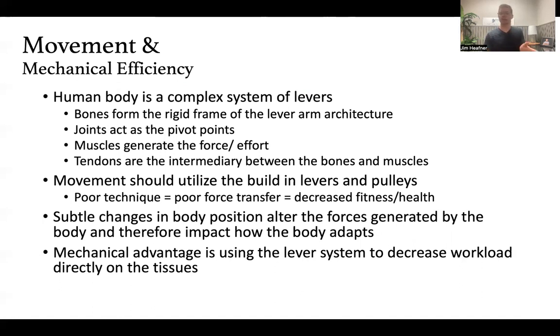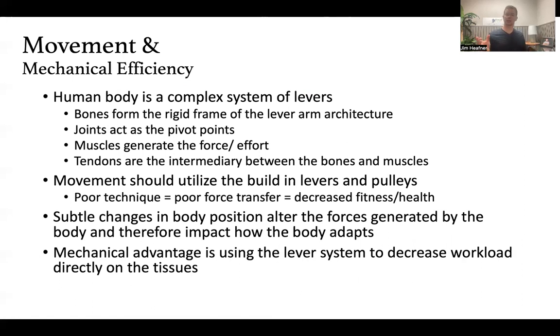So if you have poor technique, it's going to be poor energy transfer through the body, which is ultimately going to change how your health and fitness is. And if it feels stiff to do something, you're going to use a different path of least resistance to try to work around whatever stiffness or tightness is present. The subtle changes in body position alter the forces that are generated by the body and then therefore impact how our body adapts over time.